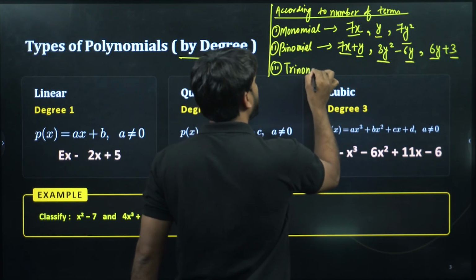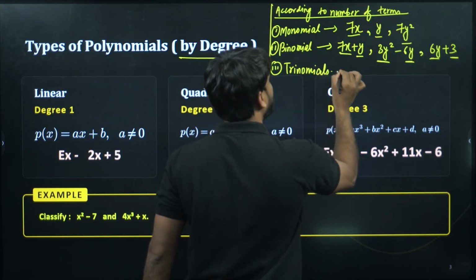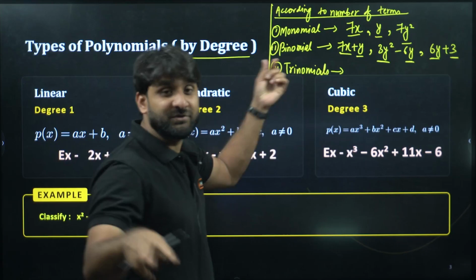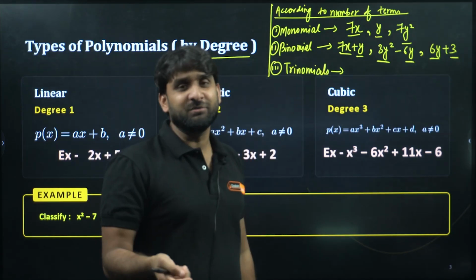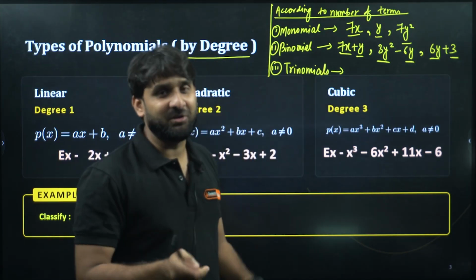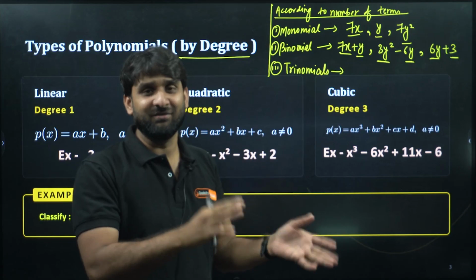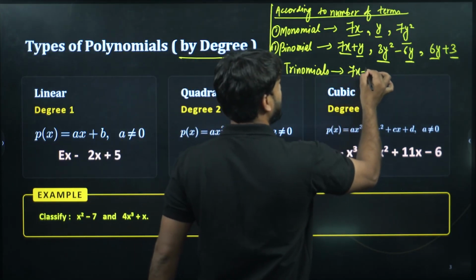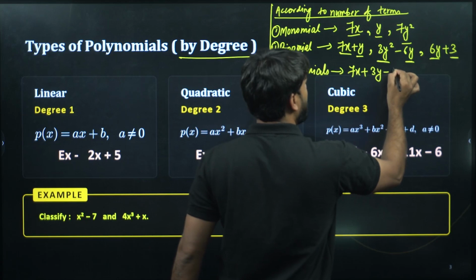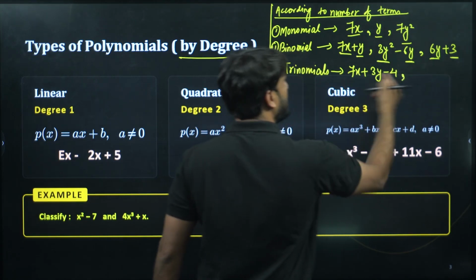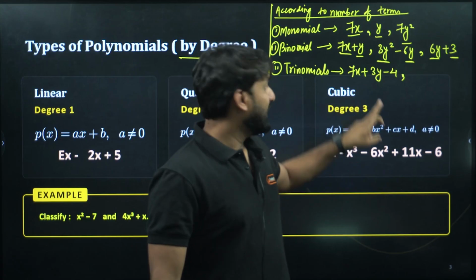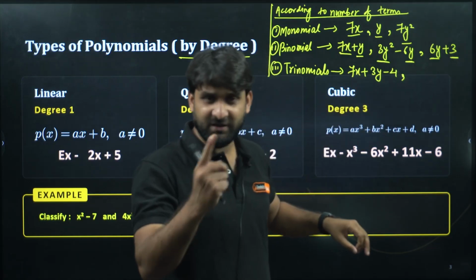So trinomials are all those polynomials in which there are three terms. Three terms. And to write the three terms, we have to use two operations. I mean, positive, negative, negative, positive, whatever. For example, 7x plus 3y minus 4. So look at the given polynomial. How many terms? 1, 2, 3. And two operations are there, positive sign and negative sign.